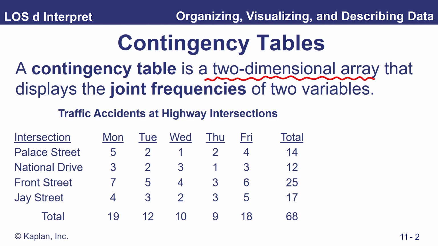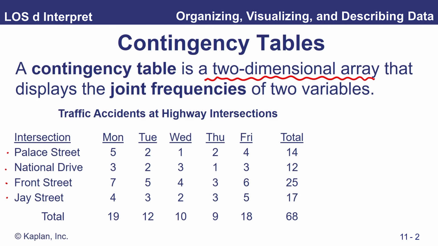Now, what we've got here in our data, and you'll see this example in the Schweser notes as well, is traffic accidents at highway intersections. We've got 4 traffic intersections, and we've got the days of the week. We're only interested in working days in this particular example. So you've got two variables here. Remember, the rows are one variable and the columns represent your other variable. Variables can be nominal or ordinal. Ours are nominal in this case because we've got numerical formats here.